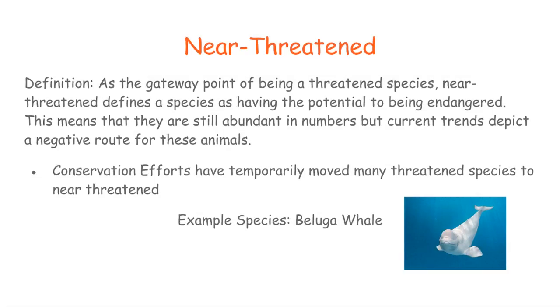The next status we can talk about is near threatened. Basically, this is the threshold for a species to be considered a threatened species. But they are still abundant in numbers, so there is still a high chance that they can be preserved and that there are efforts that can be executed to prevent them from entering this threshold. A couple of species that do fall under this category are the beluga whale, the jaguar, the monarch butterfly, the narwhal, and even the albacore tuna.